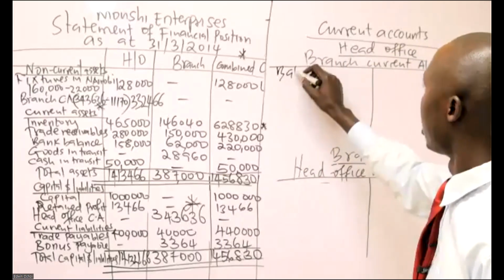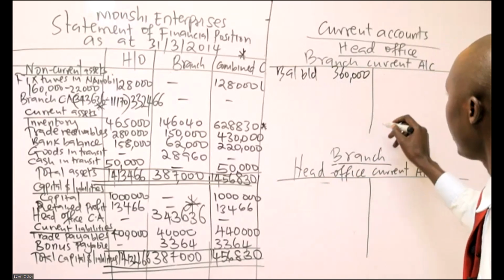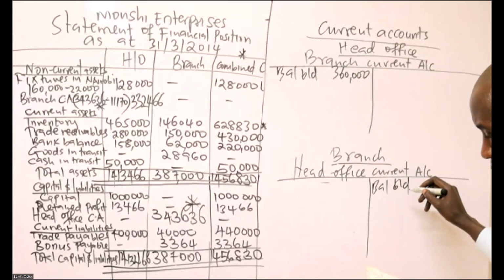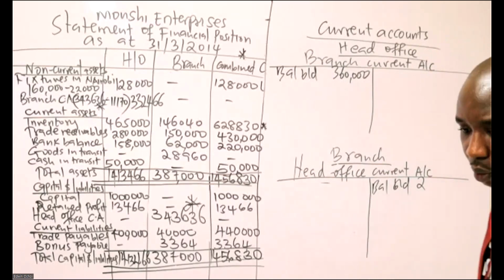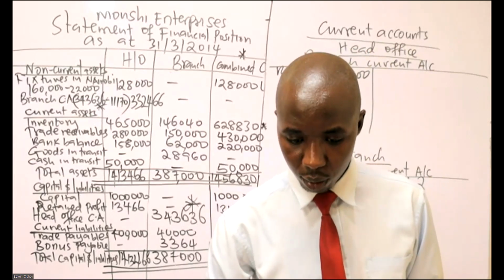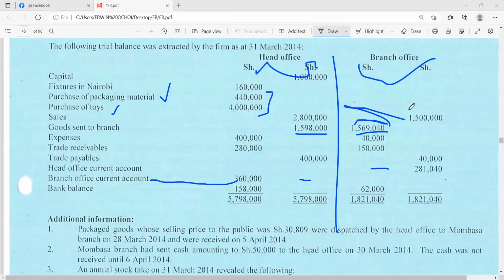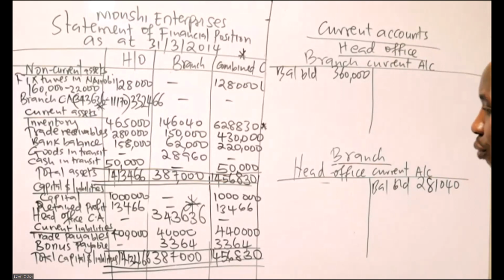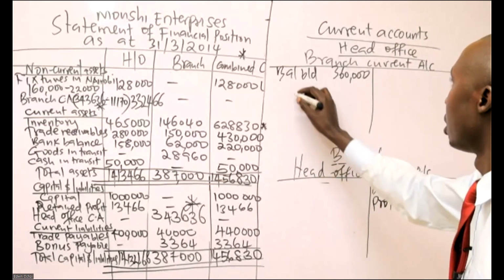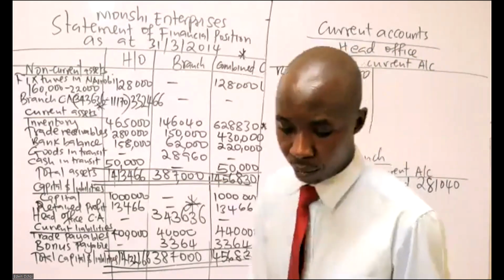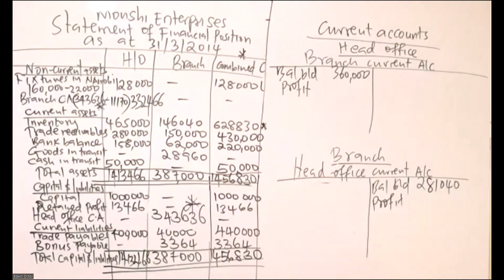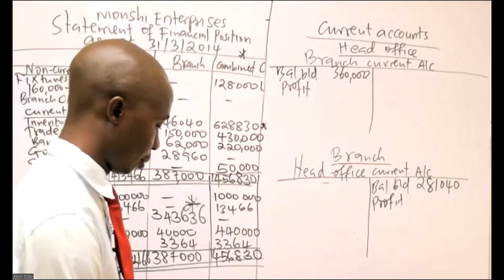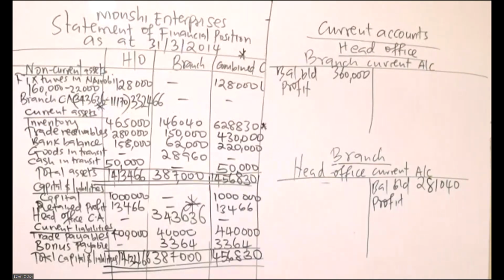So this one, 360,000. And this one, balance brought down. My hard copy is not that well visible, so let's look at the soft one. 281,040. There was a transfer of profit. So you credit here, you debit here. The profit which was transferred to the head office from your income statement was 13,466. The profit, not the net profit, the one which was transferred from the branch to the head office, 33,636.